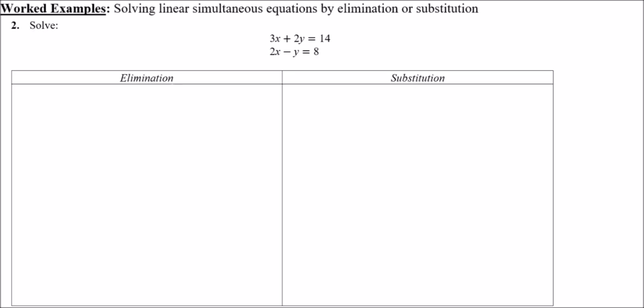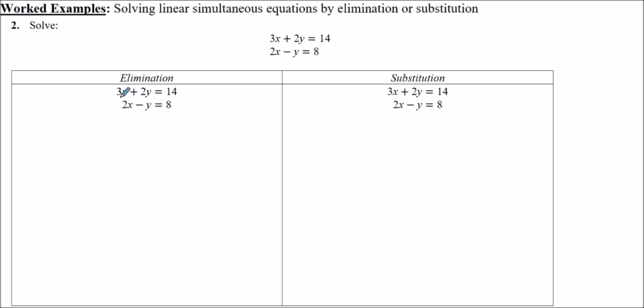Let's have a look at a second worked example. Again, we're going to do this both by doing elimination and then substitution. So we have 3x plus 2y equals 14 and 2x minus y equals 8. So here, I'm just going to copy down these equations into both columns like I did earlier. Now for the elimination, we can see that sadly, the magnitudes of the coefficients of x and y aren't the same in both.